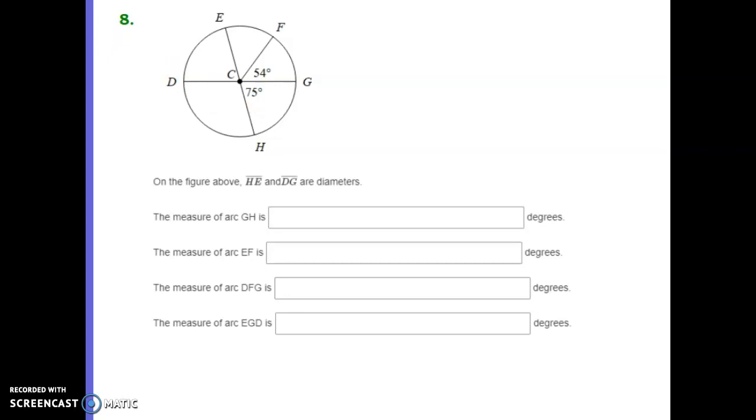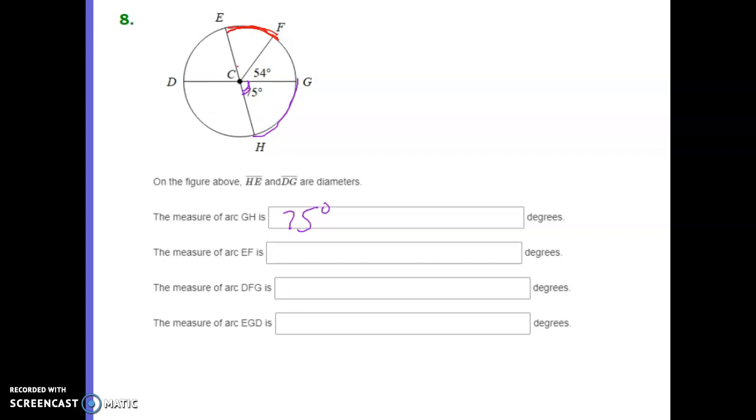And the last question is number 8. On the figure above, HE and DG are diameters. So the measure of arc GH, this is a central angle at 75 degrees. So that means the measure of that arc is going to also be the same as the central angle, 75 degrees.